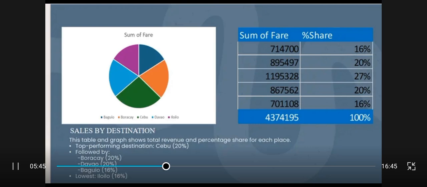And the lowest share is Iloilo, which is 701,108, and that's 16%. So the total is 4,374,195. And for the main point, Cebu brings in the most revenue overall. Boracay and Davao are next, while Baguio and Iloilo contribute the least.